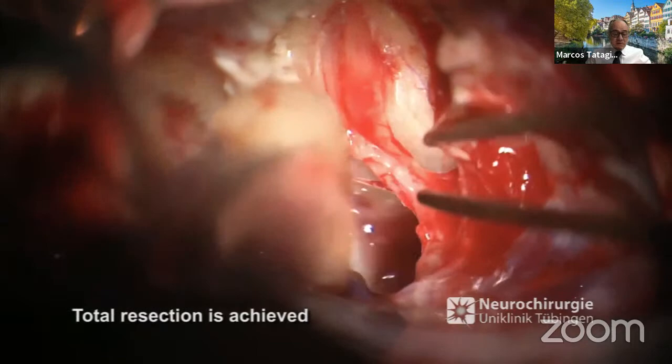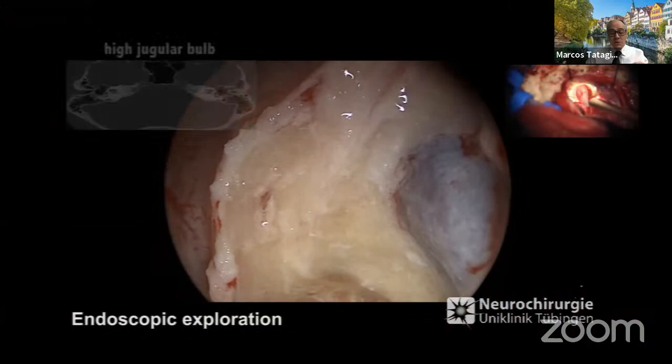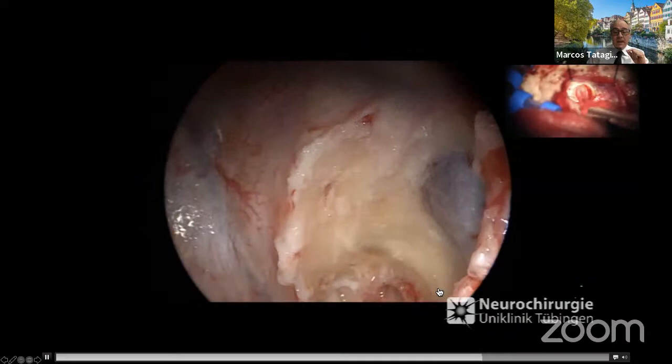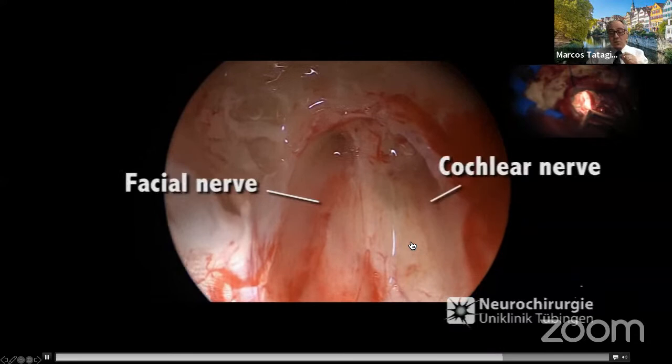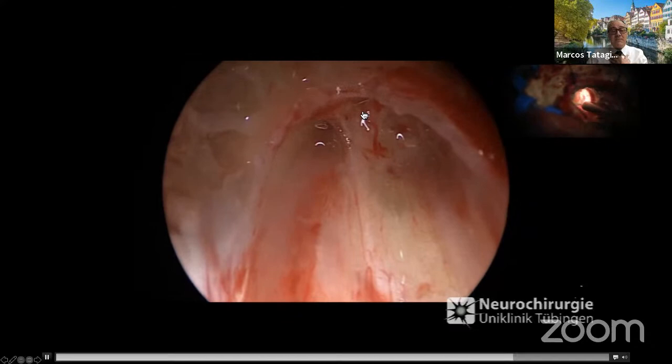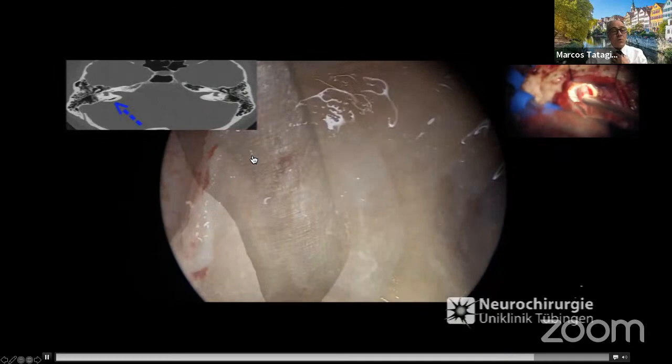So at the end, we have removed the tumor totally, but we have to control it. And using the endoscope, you see the high jugular bulb that can be seen here on the CT scan. And then you can see the fundus, transverse crest, facial nerve, cochlear nerve. Another opportunity the endoscope is giving to us is to detect opened air cells. You see here some opened air cells you will miss under the microscope. And this is one big cause of CSF leakage, as Pierre has shown.